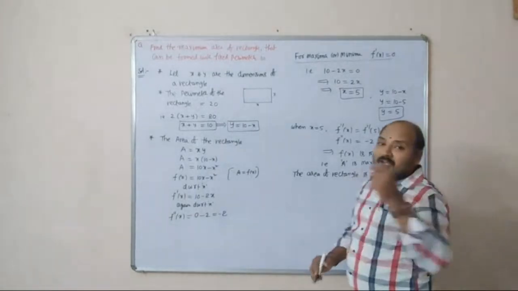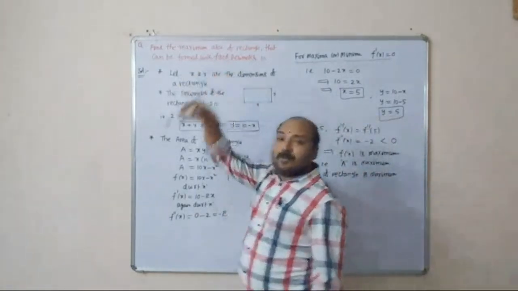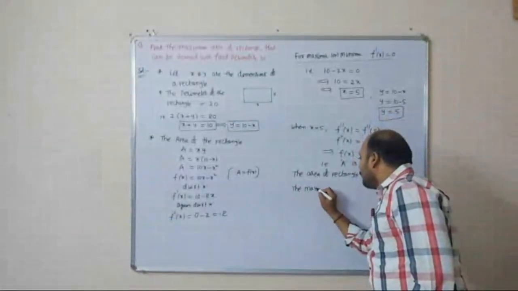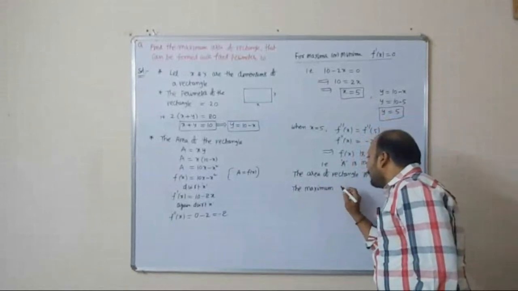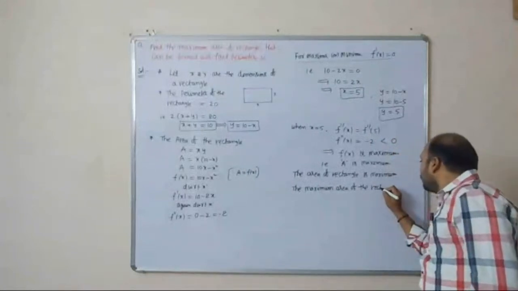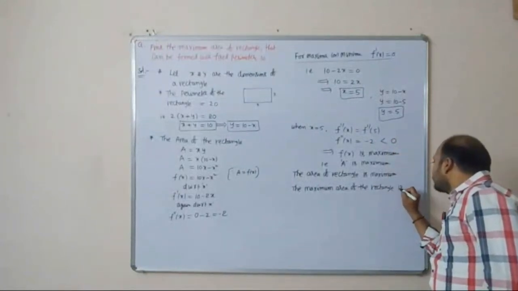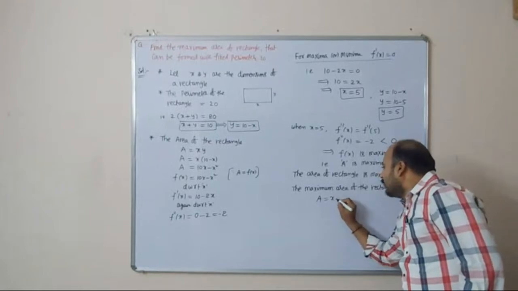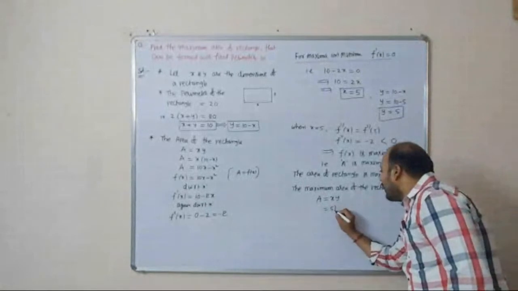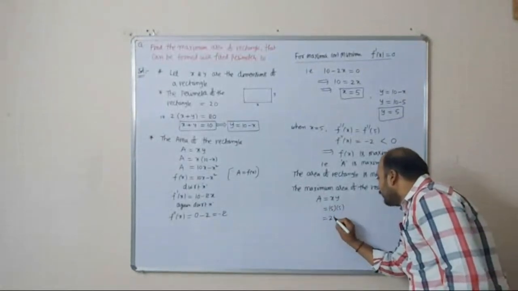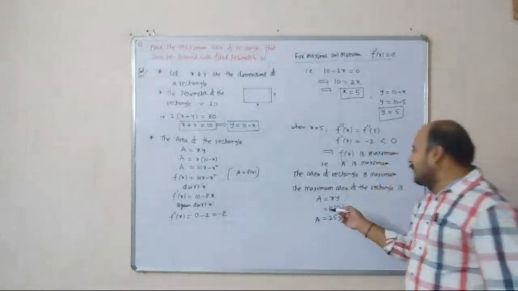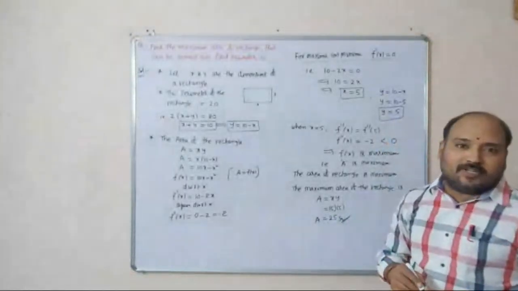But till here you will get 5 marks, dear students. Find the maximum area also. So therefore the maximum area of the rectangle is A equal to x into y. X value we got, y value we got, substitute in this. So 5 into 5, 25. So A is equal to 25 square units. So therefore the maximum area is equal to 25 square units.